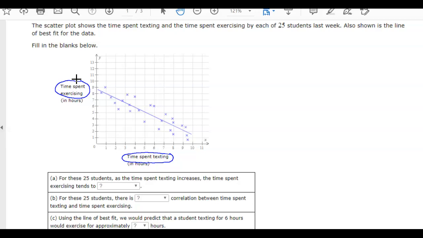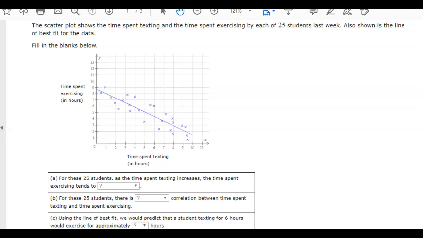So this makes sense to me. If I look at this, I can see that if I spend an hour texting, I might be able to exercise for 8 hours. If I am spending 4 hours texting, it looks like that's going to go up to right about here, and we'll follow that over here. So I might only have 6 hours of exercise. So it makes sense to me. So let's go ahead and answer the questions here.